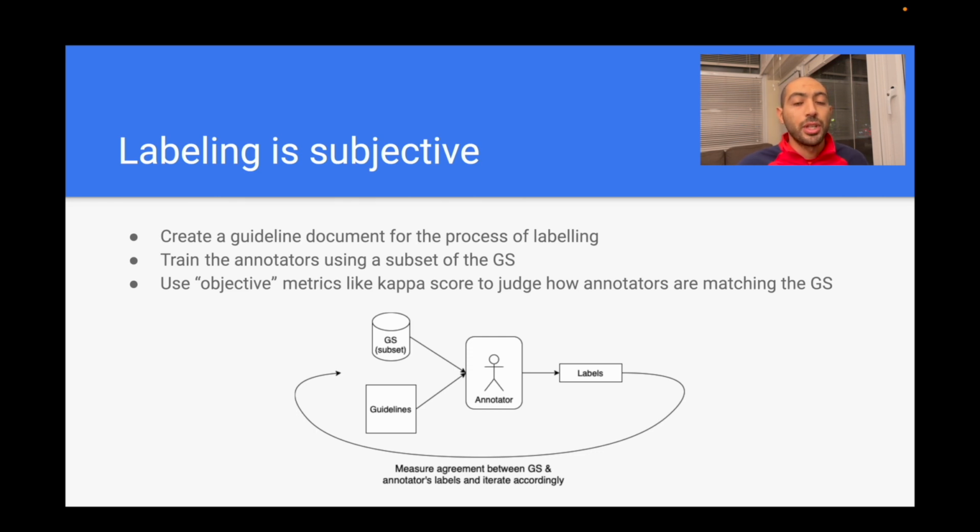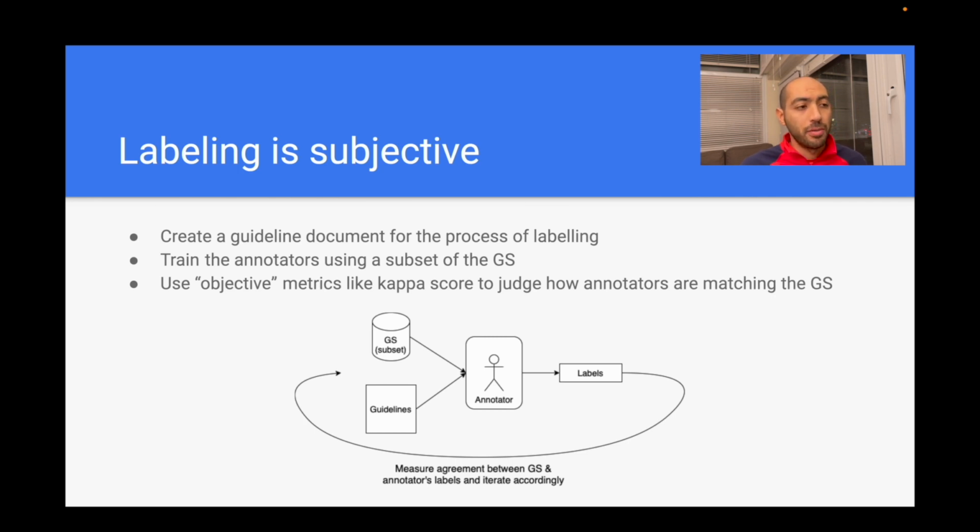Once we measure the agreement between the golden standard and the annotator's labels, we iterate by changing the description, adding new samples to highlight subtle differences that we want to make sure the annotators are aware of, or we mark this whole process as a success and say we have trained annotators. They know what to do.